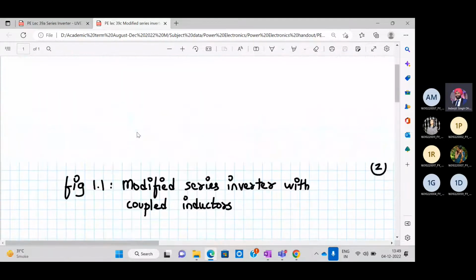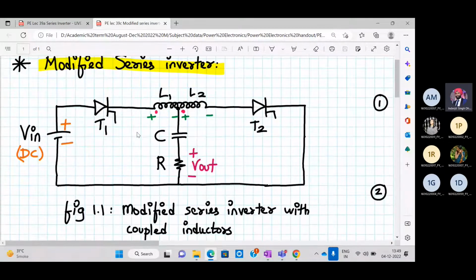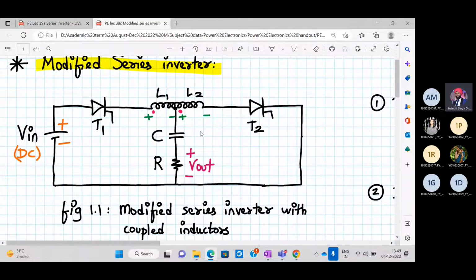This drawback can be removed by making this kind of arrangement. As you can see, this is SCR number 1, SCR number 2, and this is one inductor only, but we have taken the tapping from the middle. So the left hand side of the inductor part is called L1, the right hand side is called L2, and this is capacitor C and resistance R. We take the output across the resistance R, and the input is my DC.